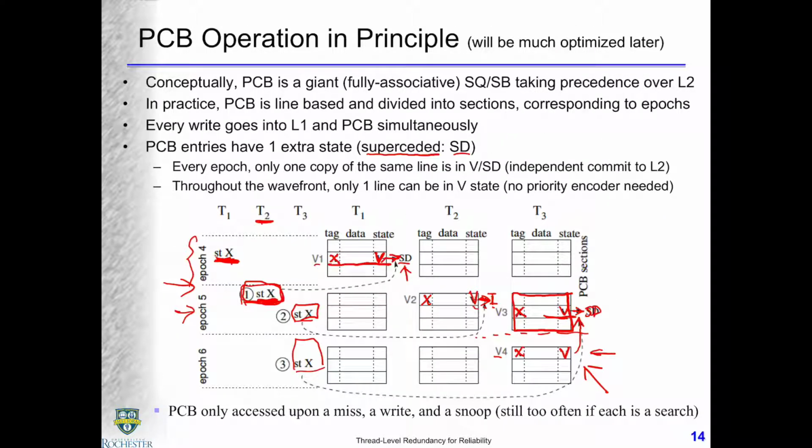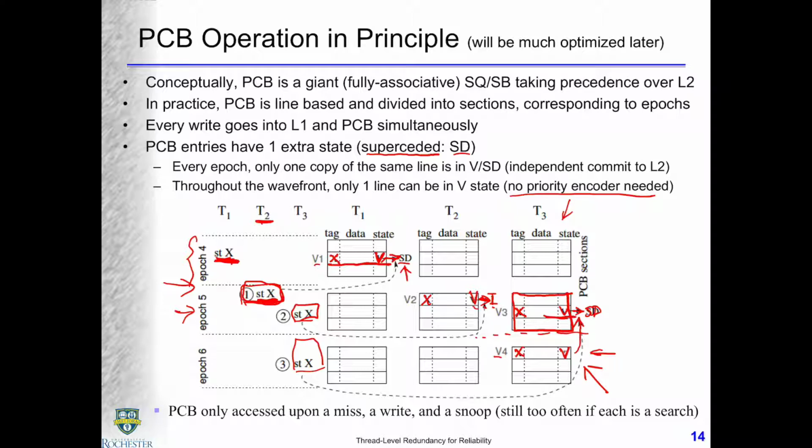Oh, by the way, I forgot this part. We don't need priority encoding, unlike the store queue. Why? That's again because, if you look at any PCB, there is at most one valid entry. You can have a lot of superseded, but only one valid entry. So you don't need to priority encode this.